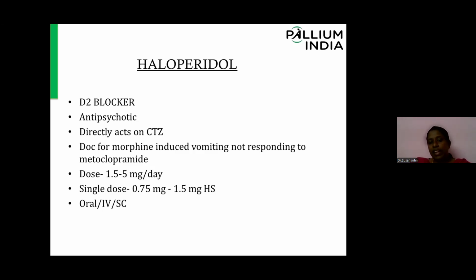So for the vomiting, we can consider 0.75 milligram to 1 milligram at HS, and also we can give rescue doses. It can be given orally, IV, and also subcutaneous. All three forms are available.